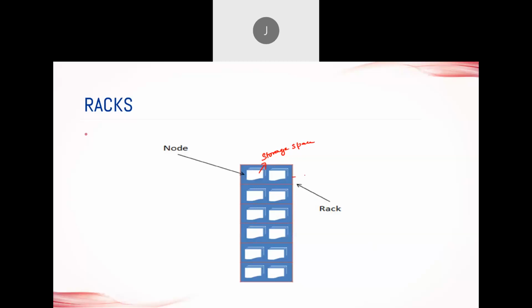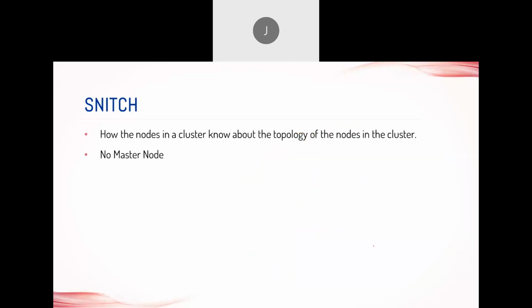A rack can have multiple nodes in it. This can be one rack, and this can be another rack. Keep adding multiple racks with multiple nodes, and together they form a data center. This can be kept in a room, which we call a data center in Apache terminology. And servers: the nodes which we keep as the storage unit are the servers themselves.